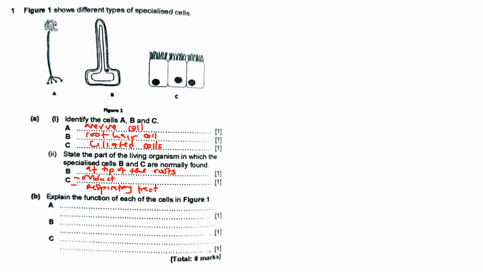Explain the function of the cell in figure 1. What are the functions? So the function of the first one is just to conduct nerve impulse. Then what about cell B? Cell B is root hair cell, absorption of water and mineral salts. Then C, that is the ciliated cells. Now, depending on the parts, we said they are found in the oviduct as well as in the respiratory tract.